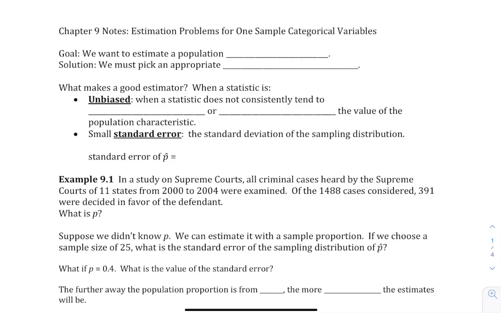Let's first start by stating the goal. What is it that we're trying to accomplish with these estimation problems? Well, we're trying to estimate some population characteristic or a parameter. We want to know something about the population. But unfortunately, it's often very difficult to get these measurements from an entire population. So instead, what we're going to rely on is picking an appropriate statistic from a sample.